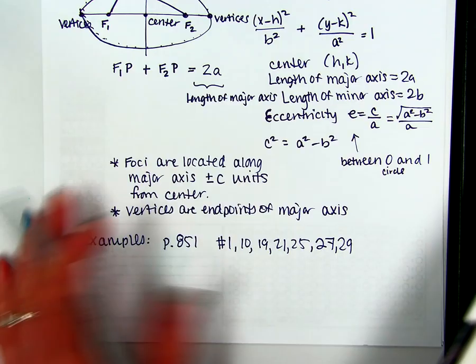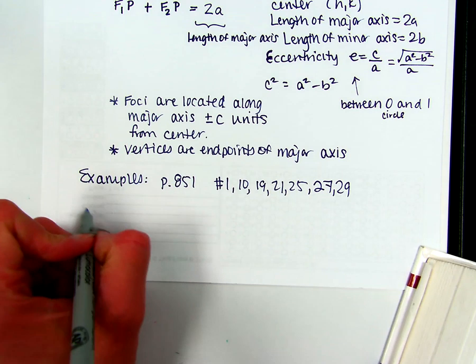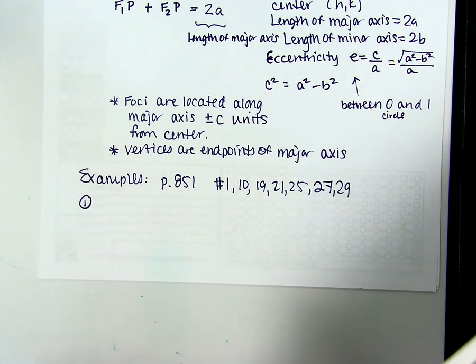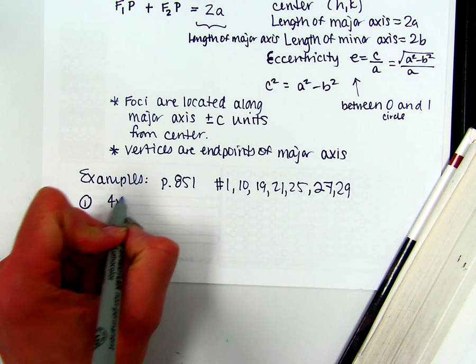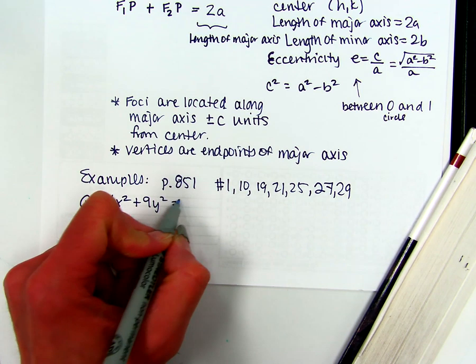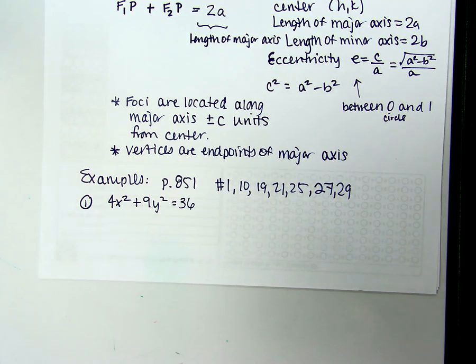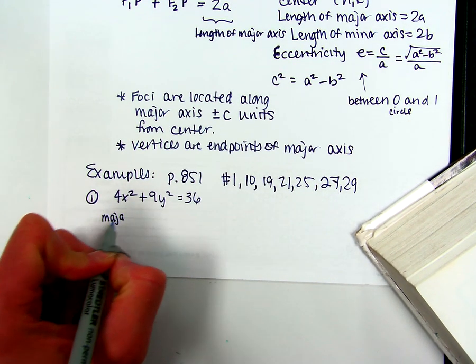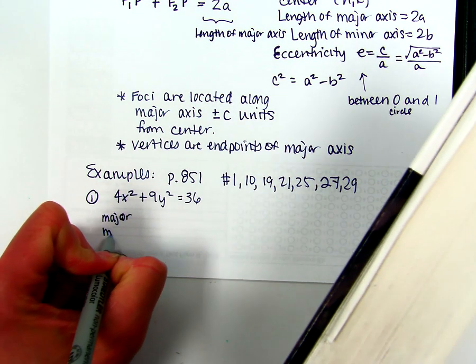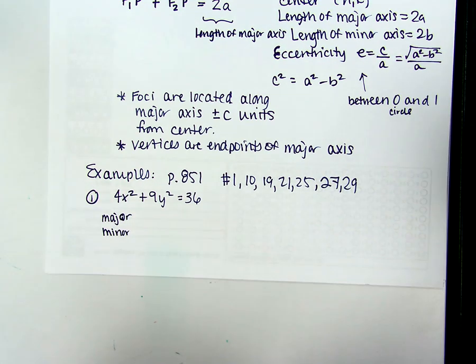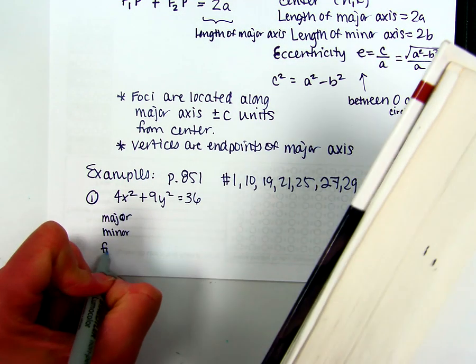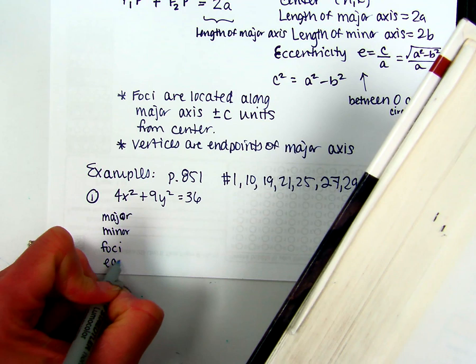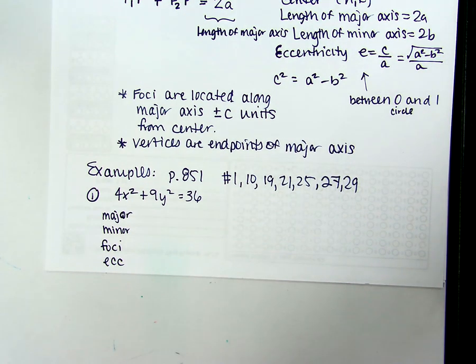All right, so make sure that you read the directions. It'll be different for pretty much every problem. All right, so in number 1, it says that you're given this equation, 4x squared plus 9y squared equals 36. And they want you to specify the length of the major and minor axes, where the foci are located, and what is the eccentricity.